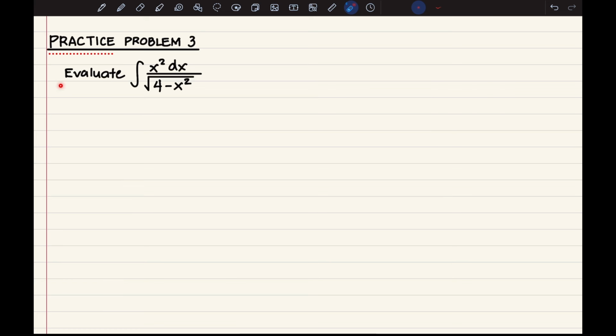So for our next practice problem, let us evaluate the integral of x squared dx all over square root of 4 minus x squared. Now, the goal of trigonometric substitution is to transform the algebraic functions in our integrand into their corresponding trigonometric functions in terms of another variable, theta.